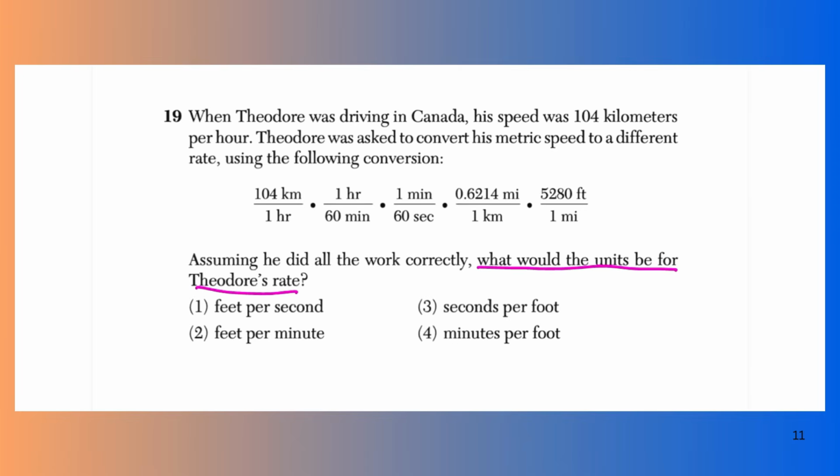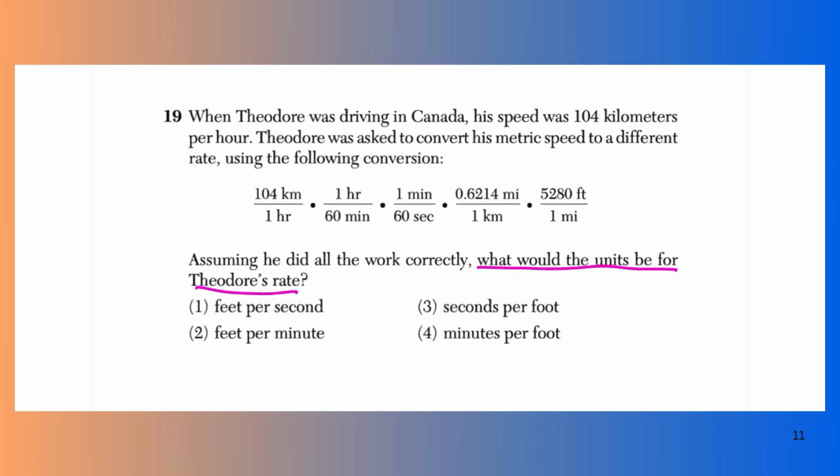So you see they're not asking us anything about the numbers. They don't want to know the actual rate. They just want to know the units. So what does our final fraction look like? This problem is very easy to do. We are just going to eliminate or cancel out any units where you see 1 in the numerator and 1 in the denominator.